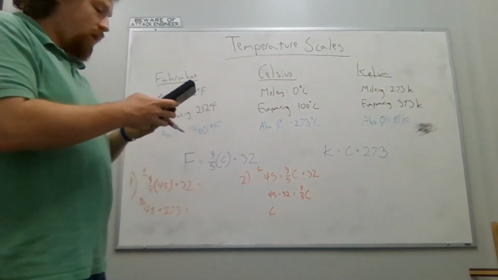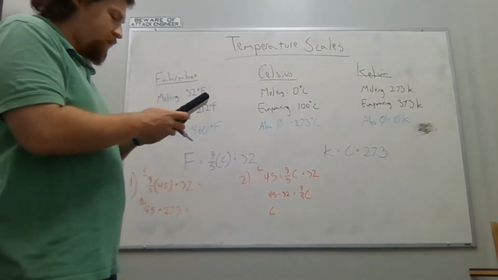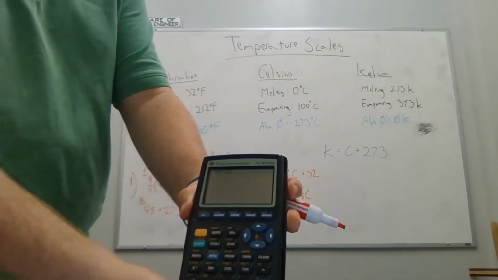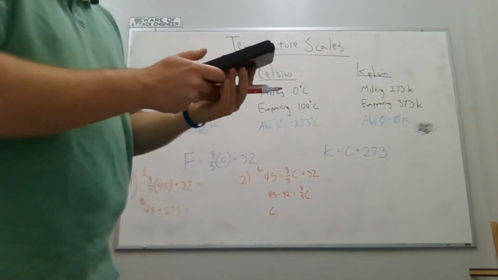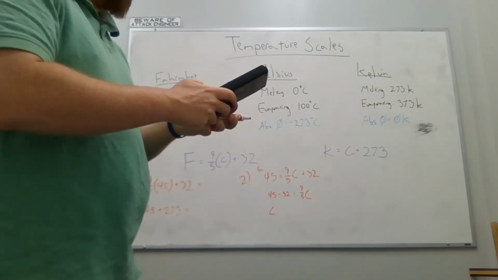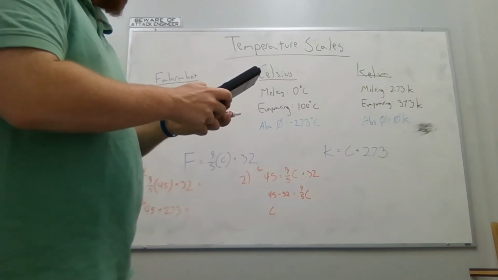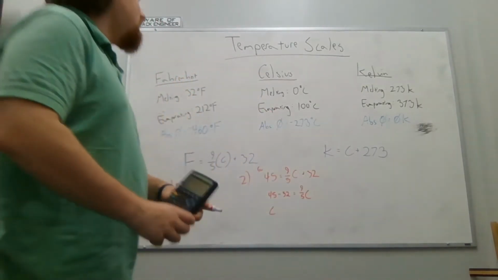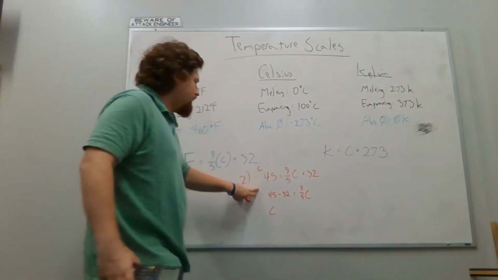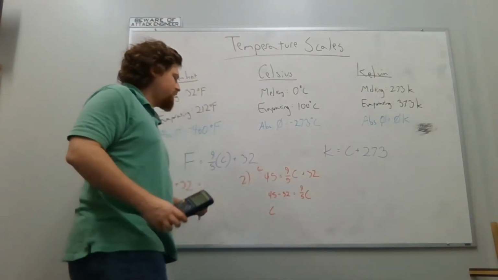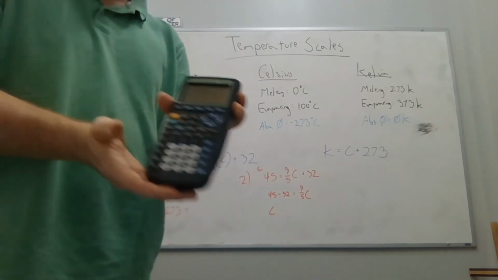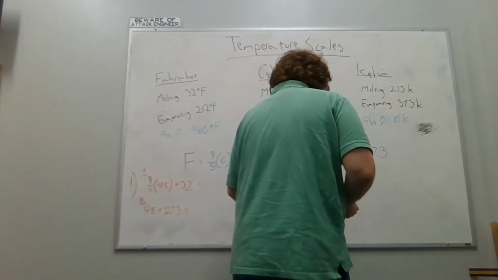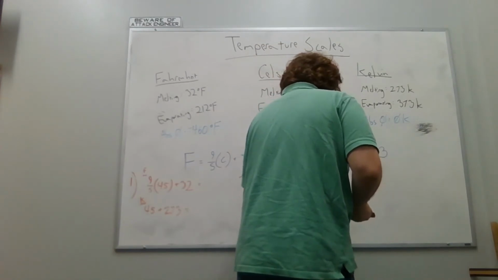So I'll show you what I put into my calculator just to get that answer. You get 45 minus 32. Press enter. That gives us 13. We're then going to multiply that 13 by 5/9. We're going to multiply both sides by 5/9 so that it cancels the 9/5 on this side. And that's going to give us 7.2 degrees Celsius. Still above freezing.